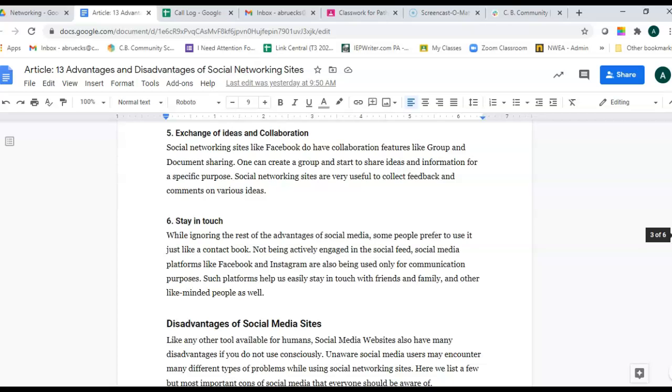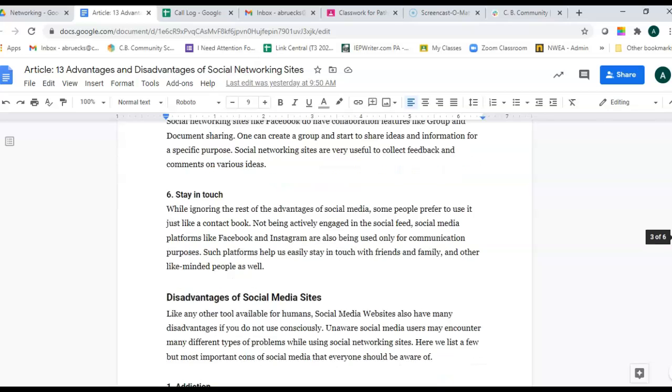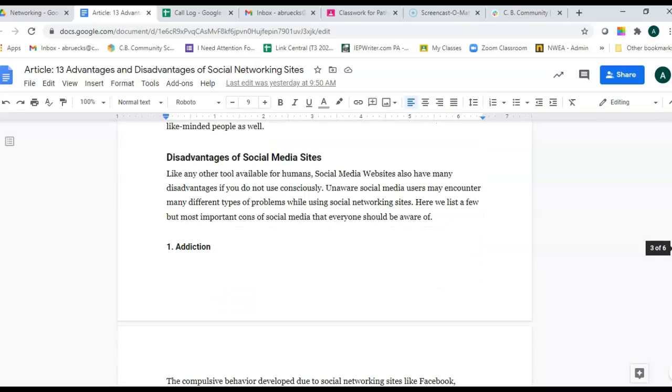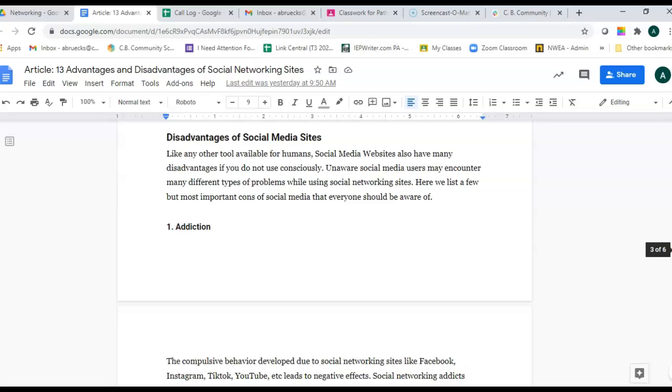All right, those are all the advantages. Some pretty really cool ones if you think about it. Now let's talk about the disadvantages. Disadvantages of social media sites.